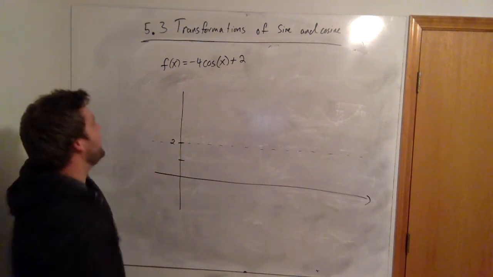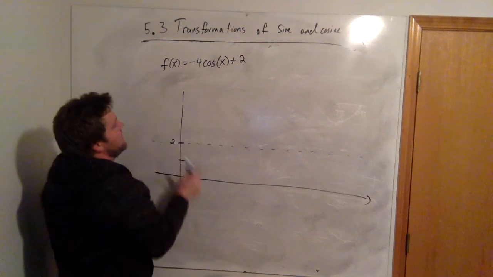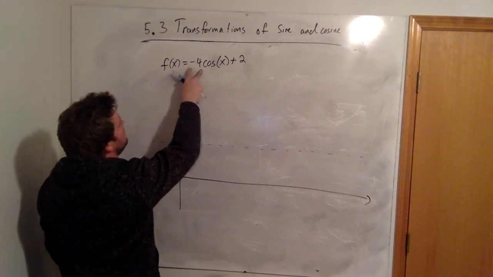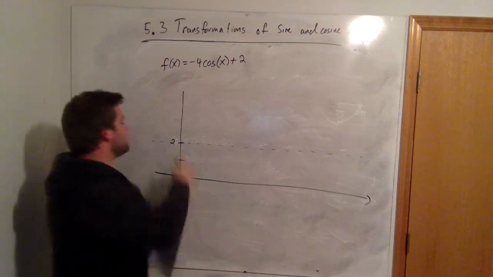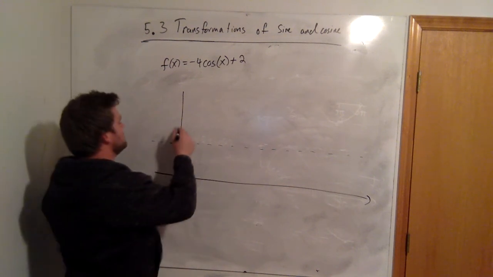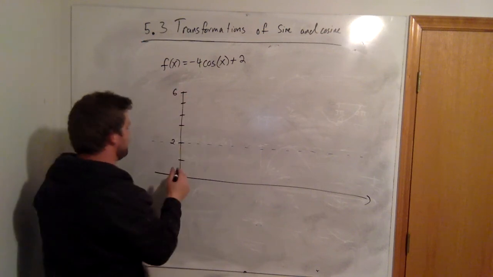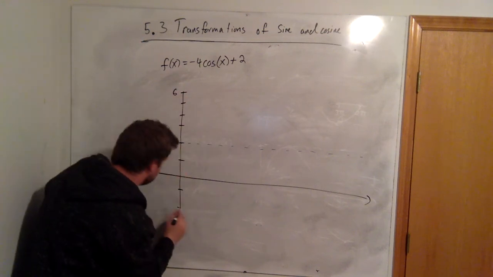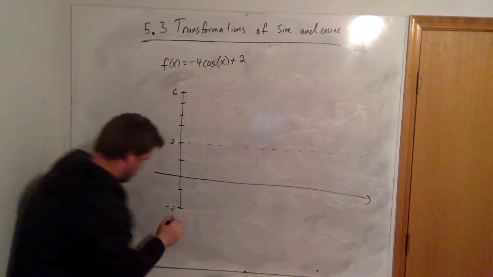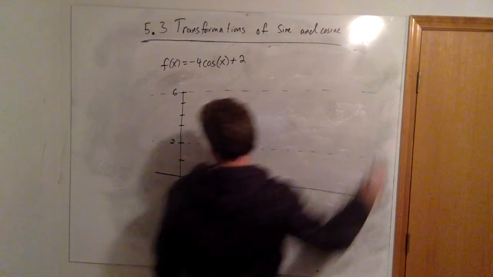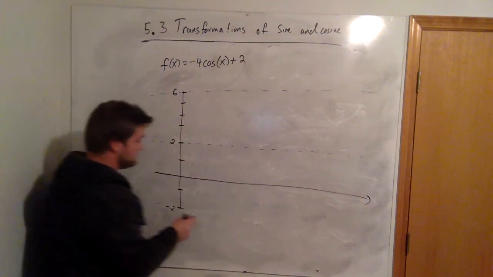Now my amplitude, you can ignore the negative. The amplitude will always be the absolute value of the number multiplied out front. So the amplitude is 4. From my equilibrium, I need to go up 4 units, so I'll be at 6, and down 4 units, so I'll be at negative 2. So here we have the window that this graph will lie within.